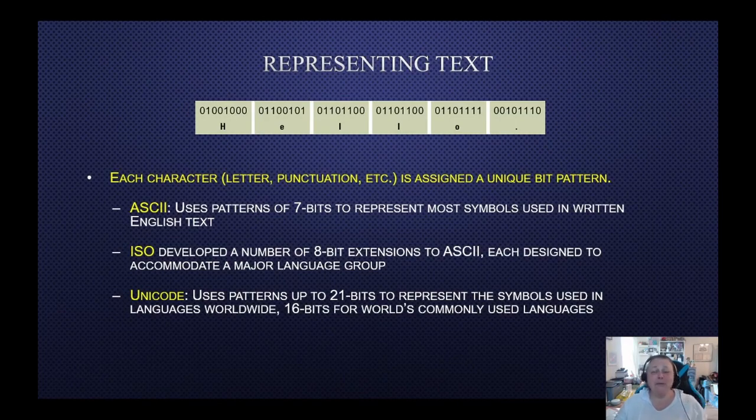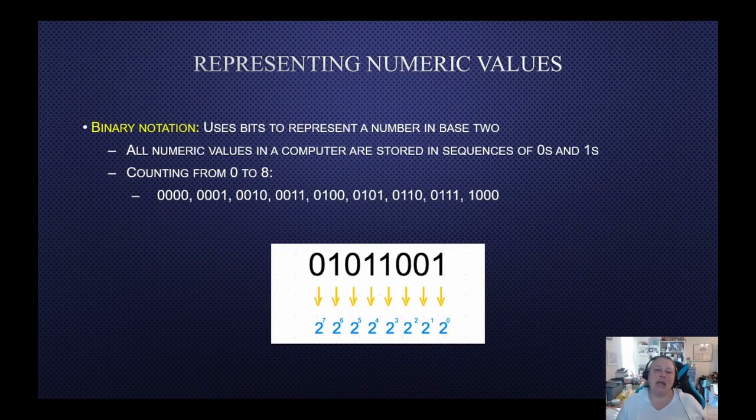Now, how do we represent numeric values? So numbers are represented using a binary notation. We've talked about this just a little bit, and we're going to represent a number in base 2. Typically, we have learned how to count and add in base 10. A computer does it in base 2. Remember, because all we have is on and off. There are only 2 different things that it can do. So all numbers in a computer are stored as a sequence of these ones and zeros.